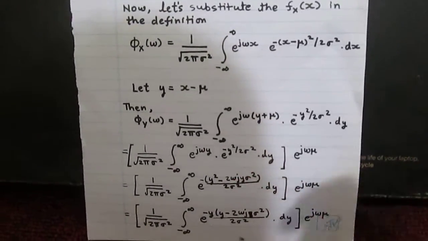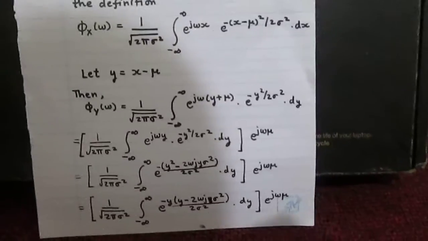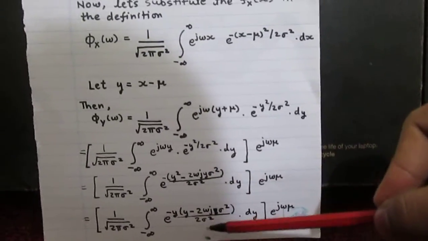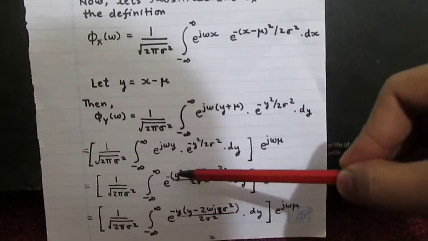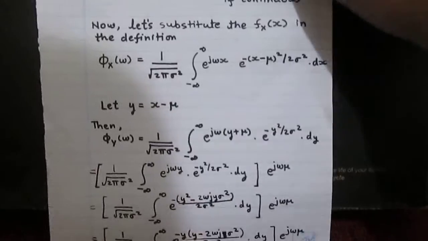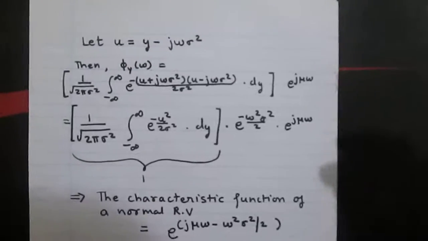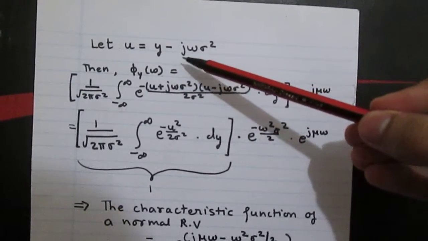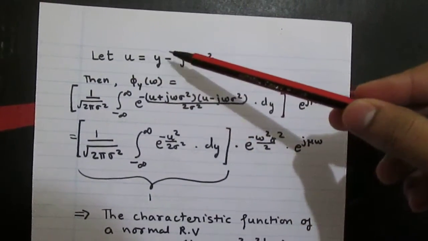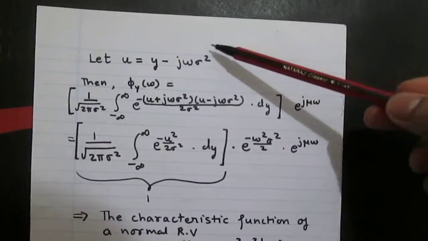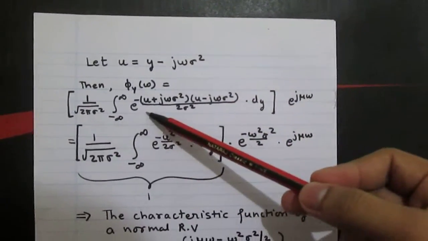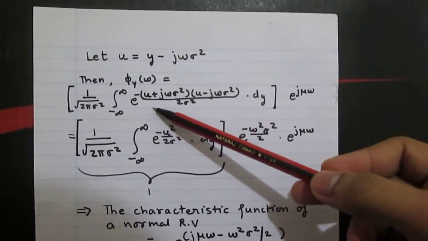So once we do that, what we get can be seen here. And then to simplify it further, we can take 1 y outside and then do another substitution for y minus j omega sigma square as u. So what we get after this substitution in the earlier equation is this equation right here.